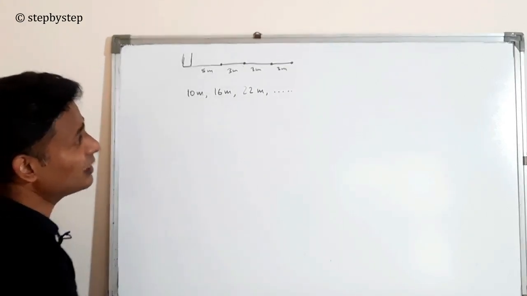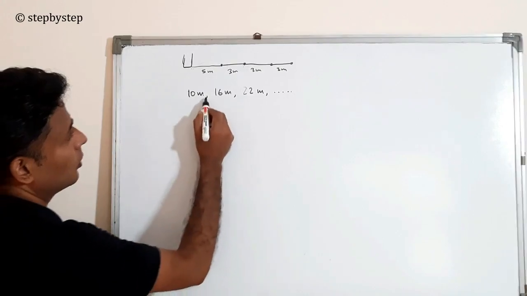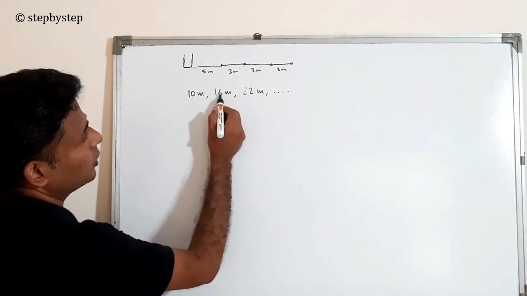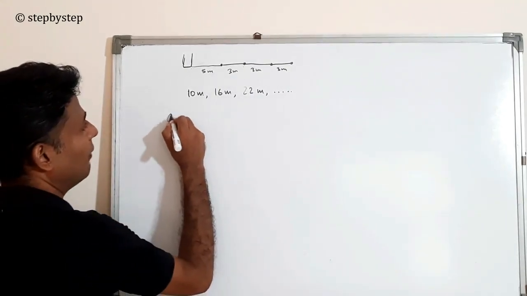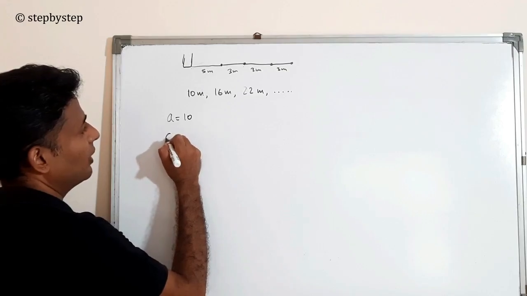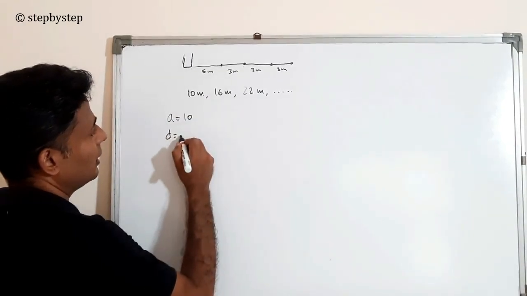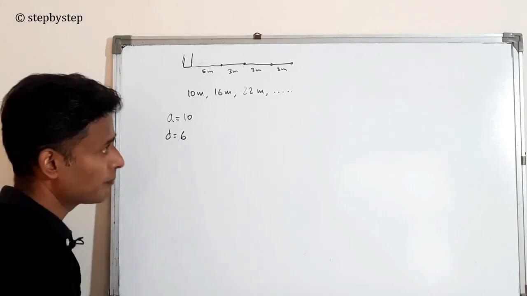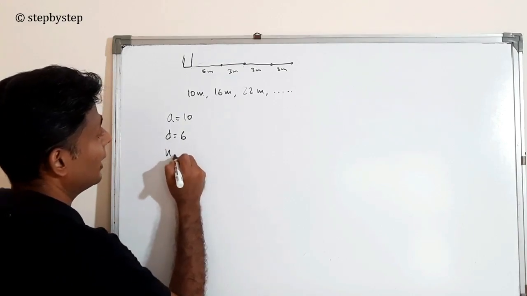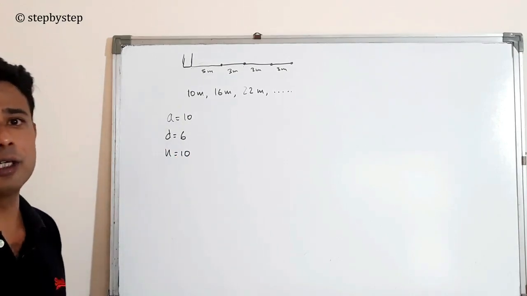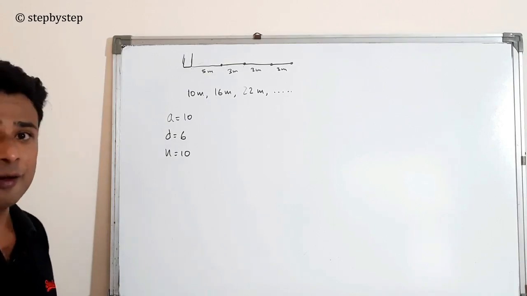Now this distance forms your AP. So 10, 16, 22. 16 minus 10 is 6, 22 minus 16 is 6. So we have our A, that is 10, we have our D, which is 16 minus 10, that is 6. Now there are 10 potatoes. So the number of potatoes becomes the number of terms.